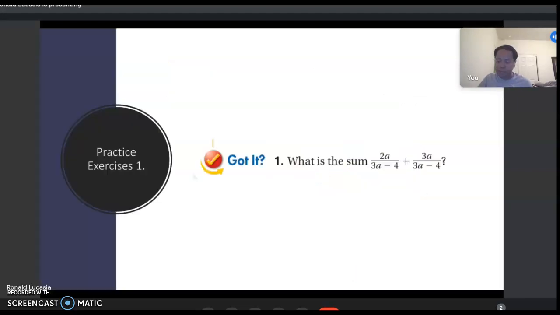Now you try to do the practice exercises number 1, and do not forget to click the submit button in your Go Formative.